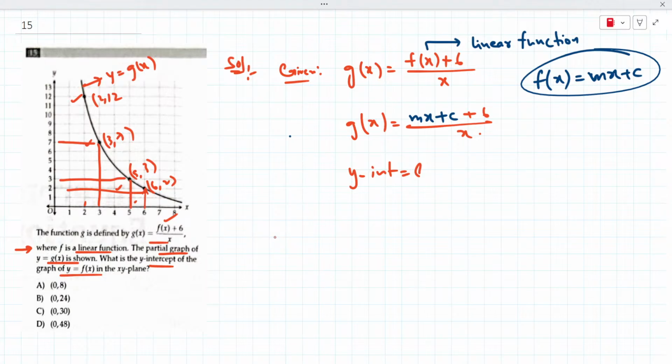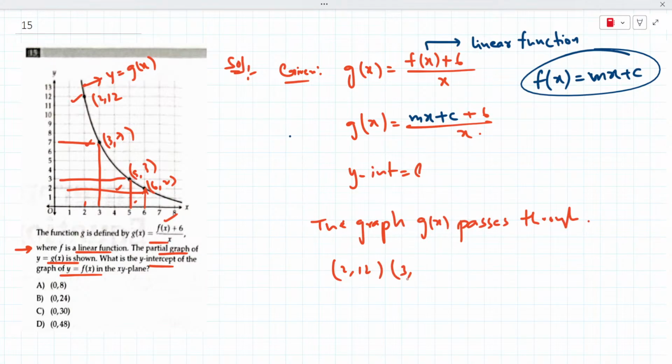So for the y-intercept, we have four points. Let me write the four points. The graph of g of x passes through (2, 12), (3, 7), (5, 3) and (6, 2). So now I have the g of x function. If I use that function and these points as well, I can get the value of m. We need the slope.